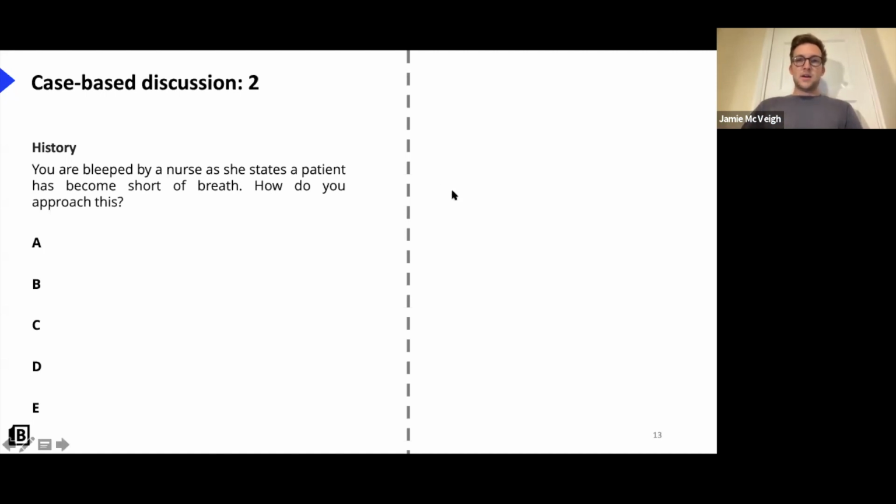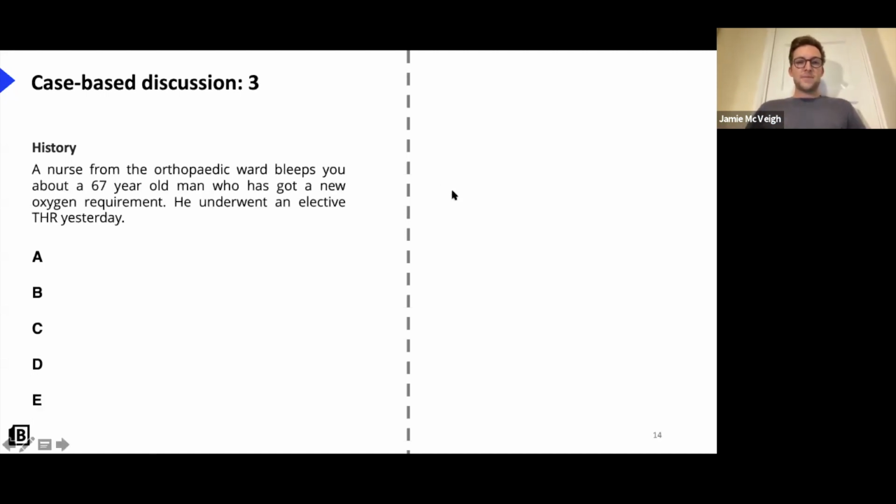Right. Last case. A nurse bleeps you again. 67-year-old man who, well, let's make it a woman this time. 67-year-old woman who's got a new oxygen requirement. Okay. She doesn't think they're short of breath, but their sats just dropped. She says, he had a hip replacement, total hip replacement as an elective patient yesterday.